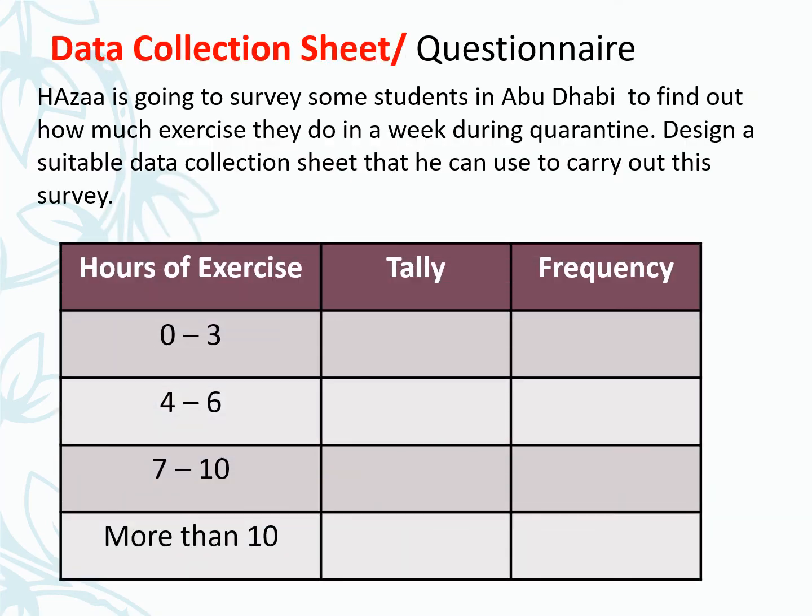Here is how to make the data collection sheet. Hazza is going to survey some students in Abu Dhabi to find how much exercise they do in a week during the quarantine, and that's what we got. This is called a data collection sheet. Whenever you ask someone, you write a tally mark, and then you count the frequency.